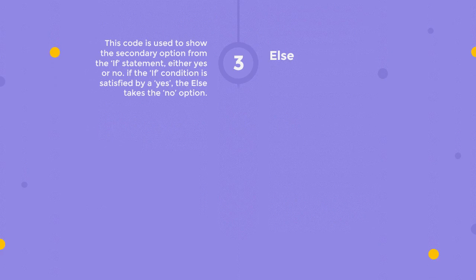Okay? Let's move to the fourth code now, which is the print. Print is the code that is used to display or output what is needed to be shown.